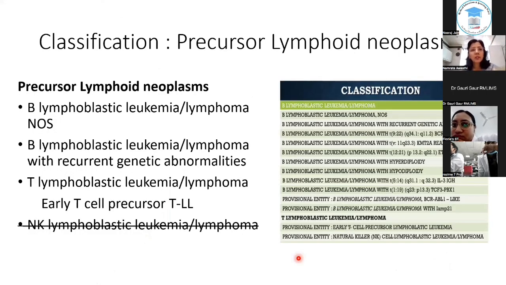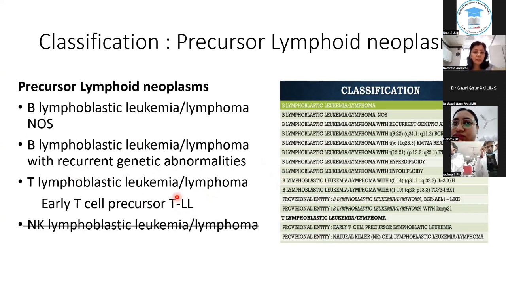Now coming to the classification, we all know that acute leukemias are broadly classified into two types, lymphoblastic and myeloid leukemias. In the lymphoblastic leukemias, WHO has classified them into precursor lymphoid neoplasms. The fourth edition classifies it as B lymphoblastic leukemia/lymphoma NOS, then B lymphoblastic leukemia/lymphoma with recurrent genetic abnormalities, and the recurrent genetic abnormalities are given here on the right side, which are more or less the same in the fifth edition also. And then T lymphoblastic leukemia and its subtype, early T cell precursor T lymphoblastic leukemia/lymphoma.